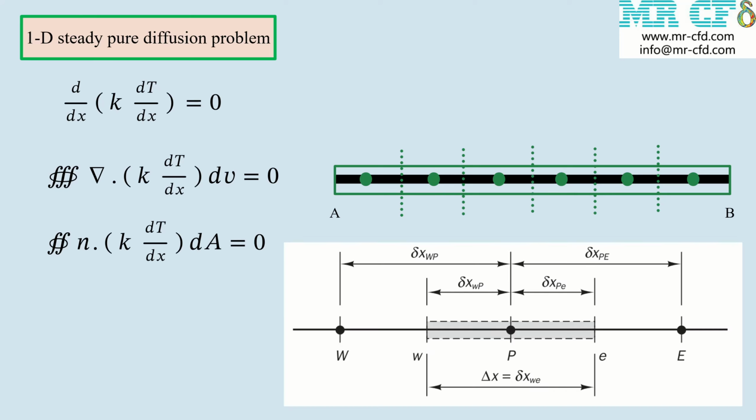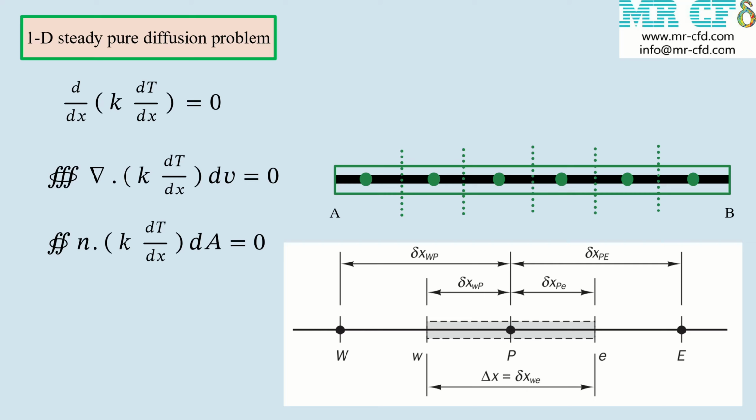A general nodal point is identified by P and its neighbors in a one-dimensional geometry. The nodes to the west and east are identified by uppercase W and E respectively. The west side face of the control volume is referred to by lowercase w and the east side control volume face by lowercase e. The distances between the nodes W and P and between nodes P and E are identified by delta XWP and delta XPE respectively.